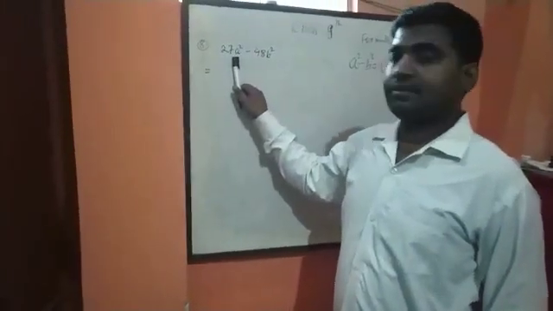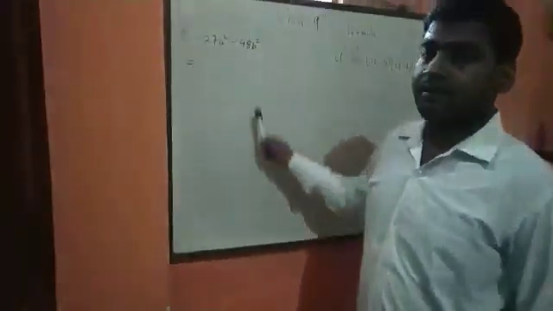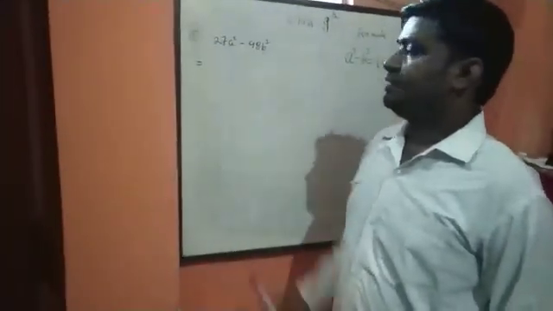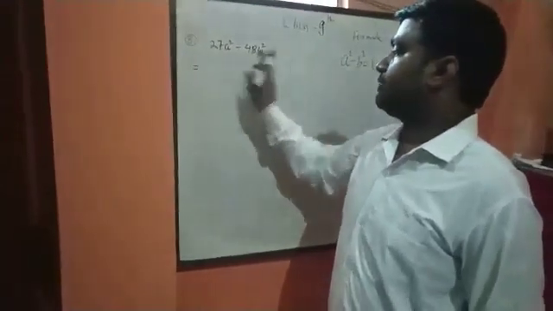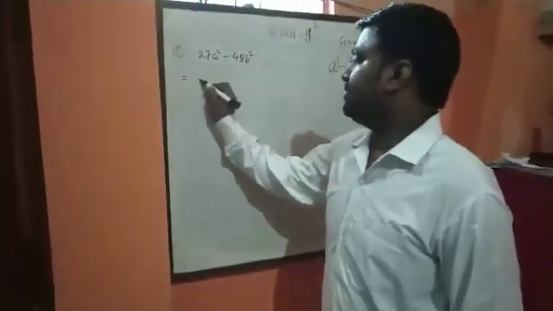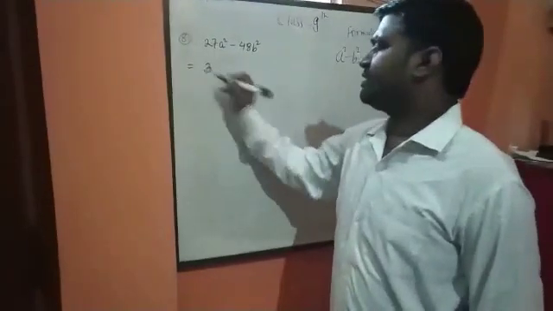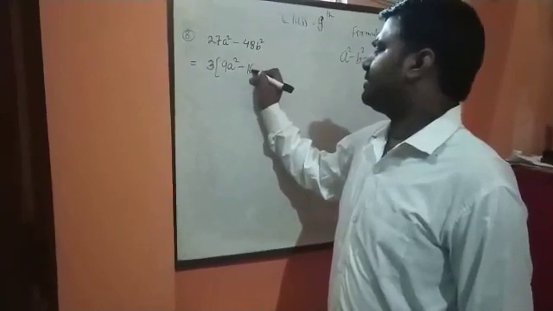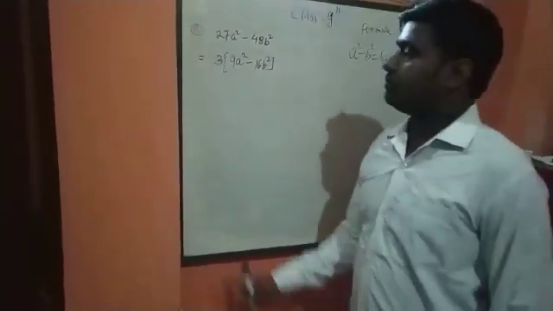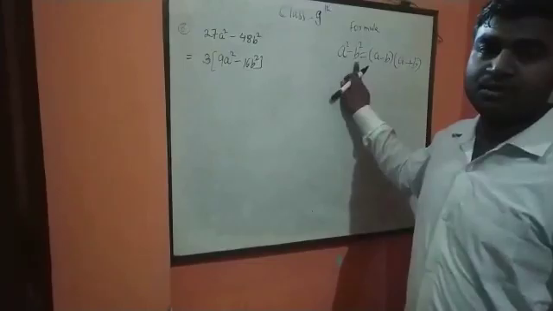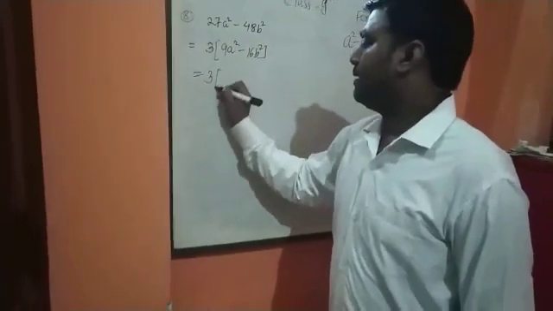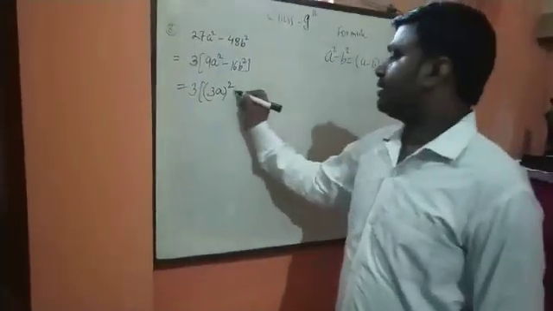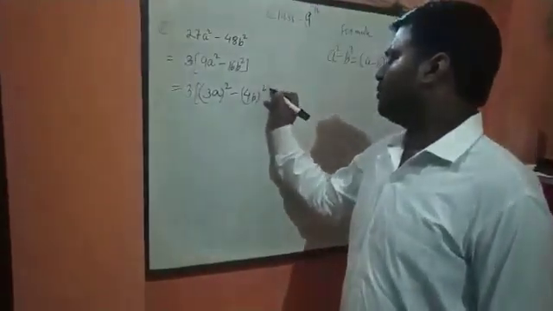Factorize 27a square minus 48b square. Here we see that 3 is the highest common factor of 27 and 48. So on taking 3 as common, in bracket we have 9a square minus 16b square. Now again it is the form of a square minus b square. So 9a square may be written as 3a whole square minus 4b whole square.